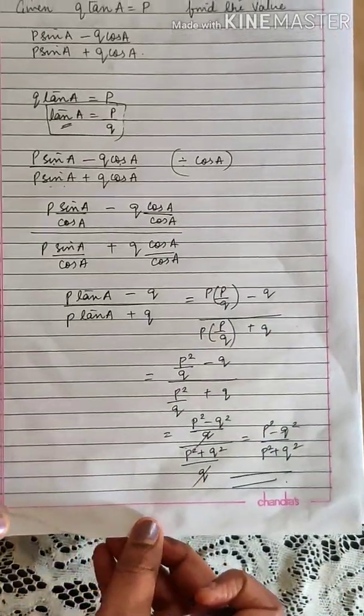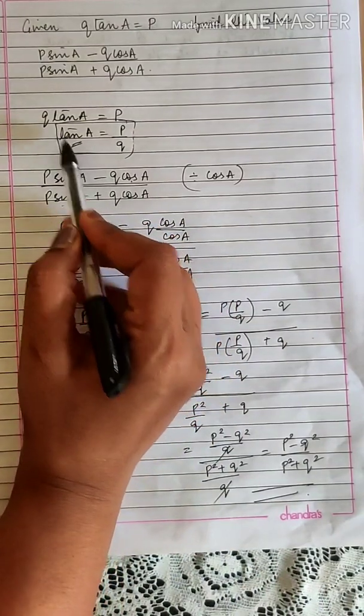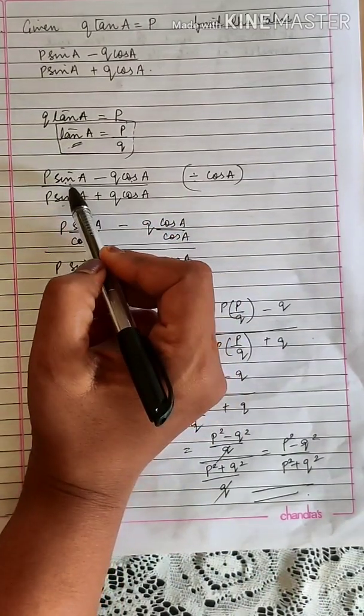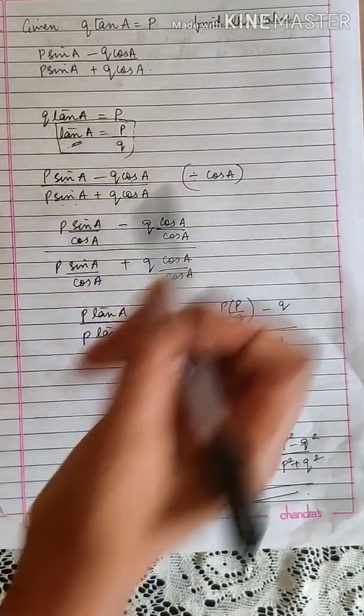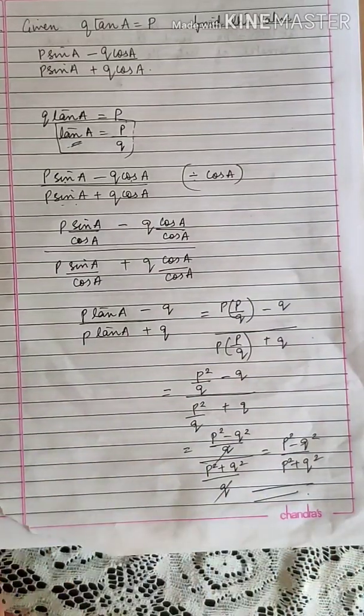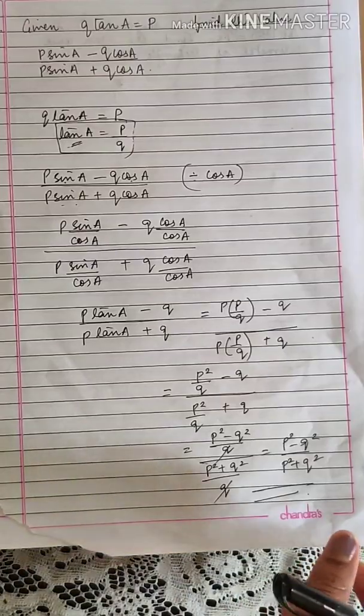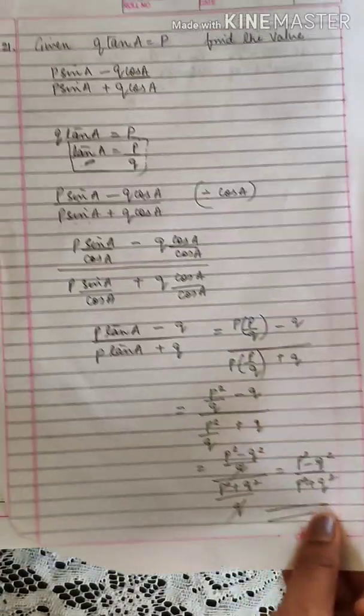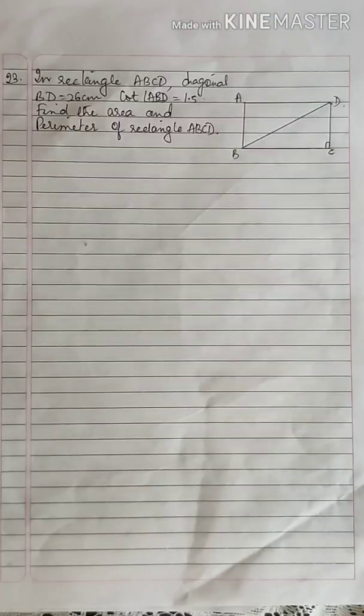See, when you get such an expression, you have to get this ratio tan. How to get the tan from sine? You can divide it by cos A, and when you are dividing the numerator, you have to divide the denominator as well. Now the next question.